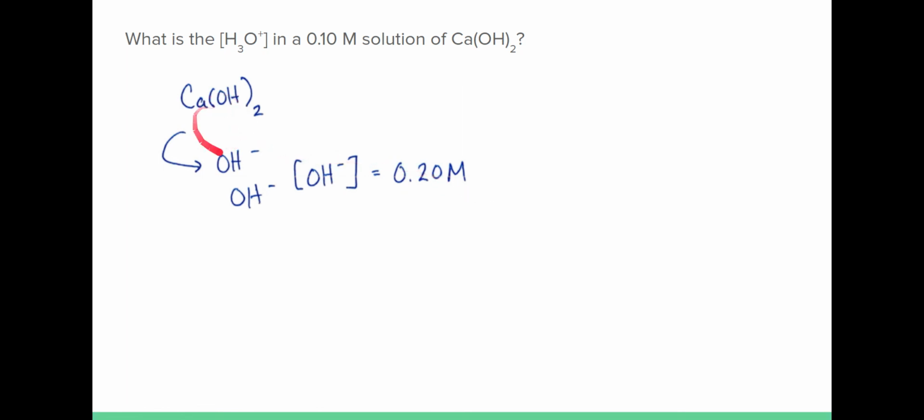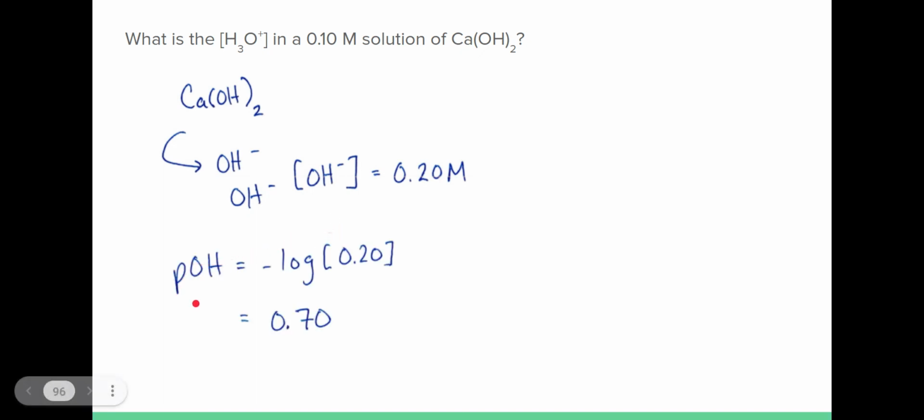The very first thing that I need to realize is that the concentration of hydroxide is actually double that of the original strong base, because this strong base has 2 hydroxide ions for every 1 formula unit, so the concentration of OH- is double. Now, to use this concentration to find pOH, pOH is equal to the negative log base 10 of 0.2, and if I calculate that, the pOH comes out to be 0.70.